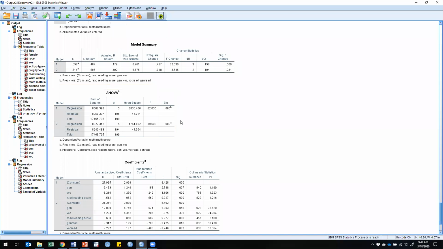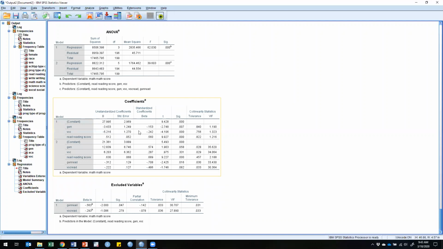So let's look at the rest of the output here. Your summary ANOVA table is basically your overall F test for each block. Notice this F test for model 1 and F change are the same. For model 2, this would be whether the set of variables in your second block were statistically significant. So this is testing whether this R squared value for block 2 is statistically different than 0.